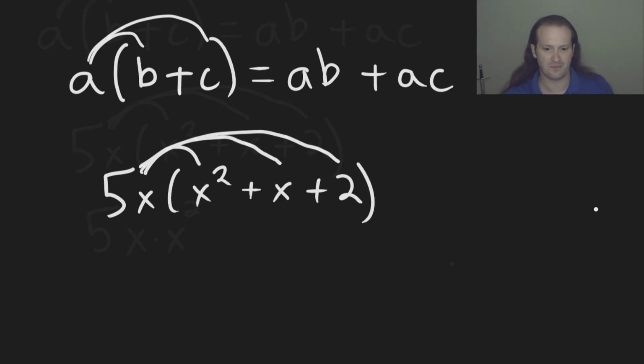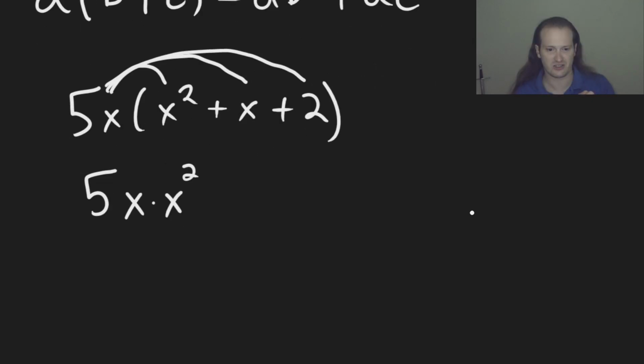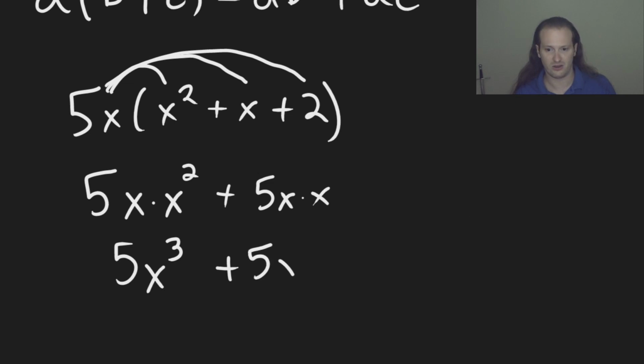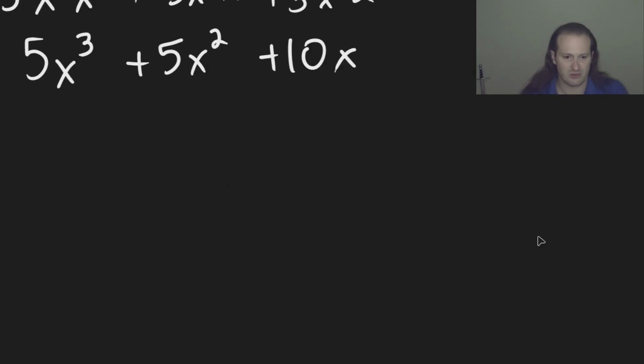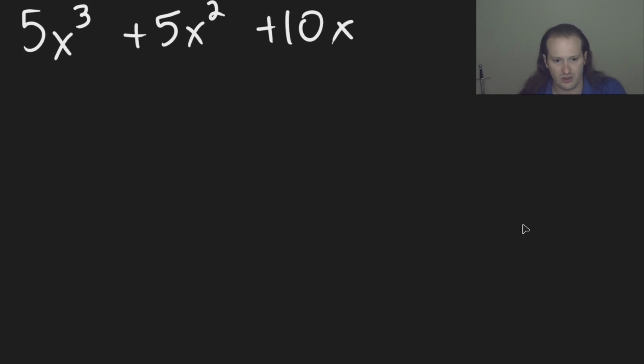So this would be 5x times x squared, x to the third, plus 5x times x, well that's just 5x squared, and then 5x times 2, so that's 10x. Let me try another, I'm just coming up with random things.